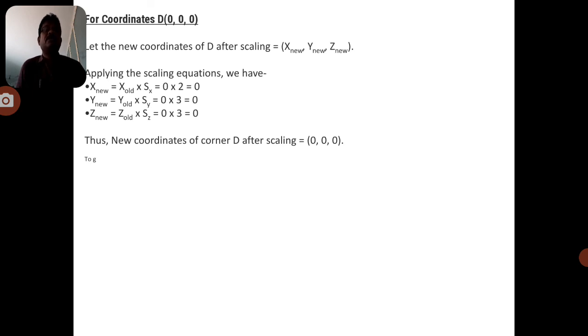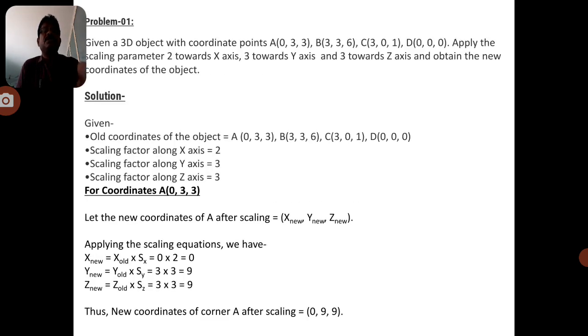For D also we can find the x new, y new and z new values for the given scaling parameters Sx, Sy and Sz. These values are substituted in the equation and finally we can get the x new, y new and z new values. This is simple, because all the coordinate values of D are equal to 0, that's why the result value will be 0. So this is the scaling in 3D.